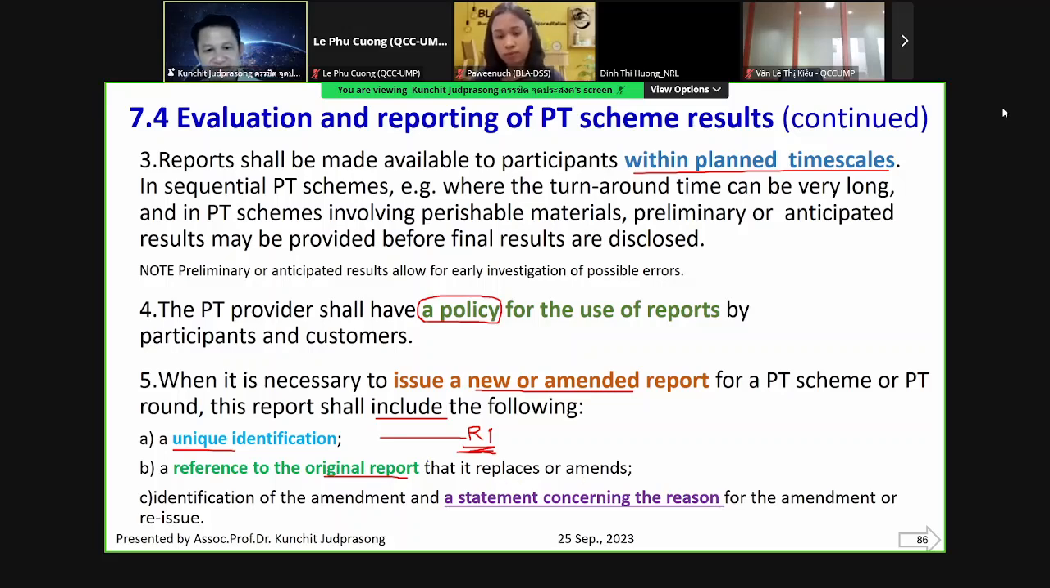So it depends on the system. You have to ask for the previous report to be sent back, or you don't need to send it back. You may have a letter about the correction that you made and send it to them. Identification of the amendment and a statement concerning the reason for the amendment: you have to tell why you amended the report. For example, you used the wrong statistic, or you missed something in the data analysis. You have to tell the participant.